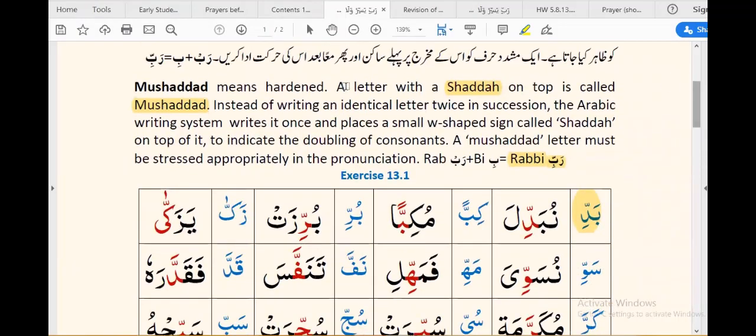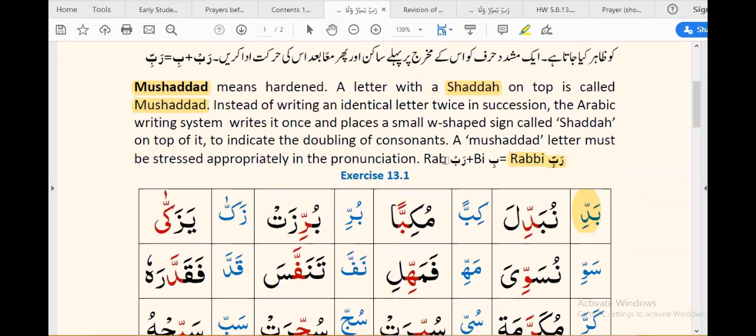So if you could all look over here where it says what mushaddad is. Mushaddad means hardened. A letter with a shadda on top is called mushaddad. Instead of writing an identical letter twice in succession, the Arabic writing system writes it in one place and places a small W-shaped sign called shadda on top of it to indicate the doubling of consonants.